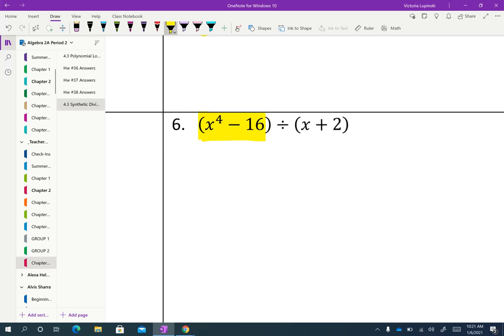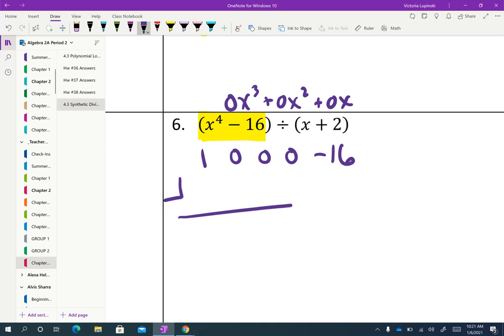Take a look here, x to the 4th minus 16. If you take a look at that, we are missing not just one term, but a ton of terms. So we essentially have a 0x cubed, a 0x squared, and a 0x. So we're actually going to have 3 placeholders. We're going to start off with a 1x to the 4th, a 0 for the cubic, a 0 for the quadratic, a 0 for the linear, and then a negative 16 for the constant.